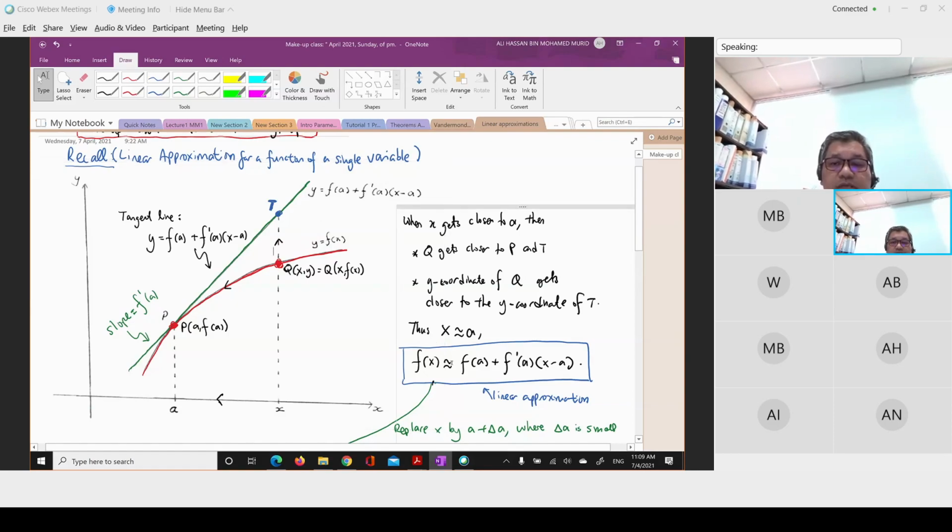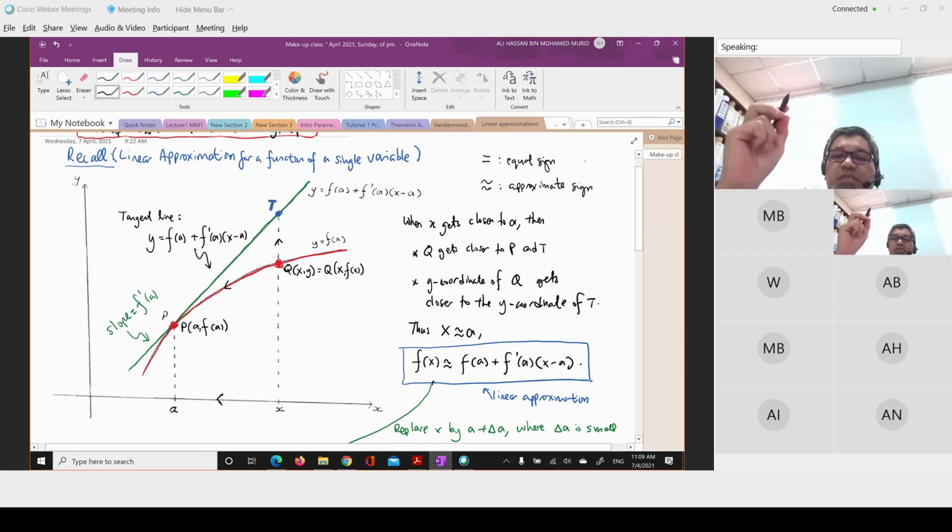So therefore, if x is close to a, f(x) is approximately f(a) plus f prime(a) times (x minus a). This is the approximation symbol here. We have the equal sign, and the sign below is an approximate sign, or approximation symbol.